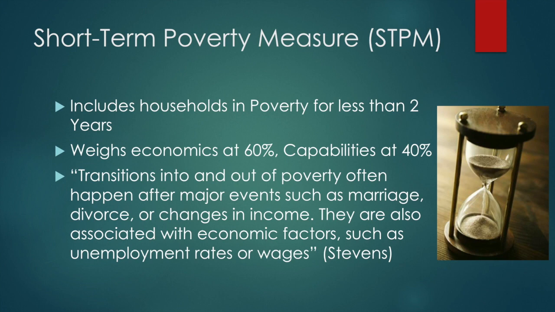The rating will weigh economic factors at 60% and capabilities at 40%. This is because of the tendency of short-term tenures in poverty to be temporary economic hardships. According to Professor Ann Huff Stevens, researcher at UC Davis, transitions into and out of poverty often happen after major events such as marriage, divorce, or changes in income. They are also associated with economic factors such as unemployment rates or wages. These factors are typically temporary.